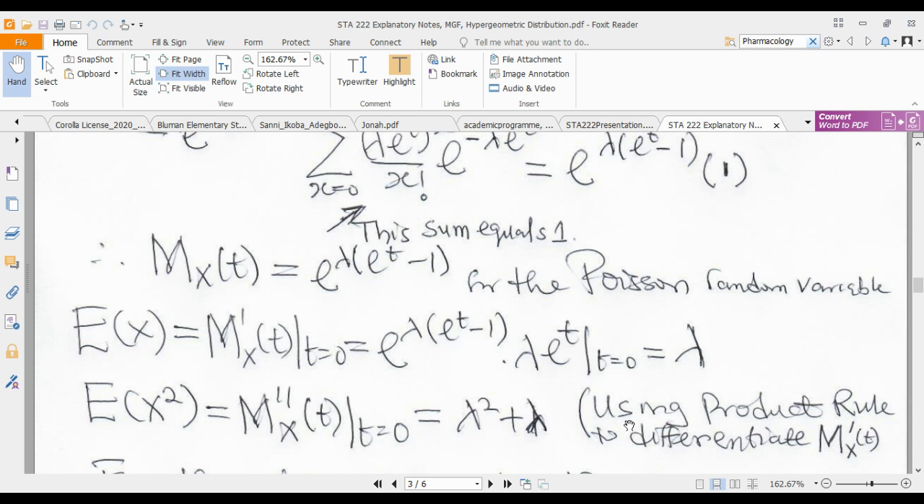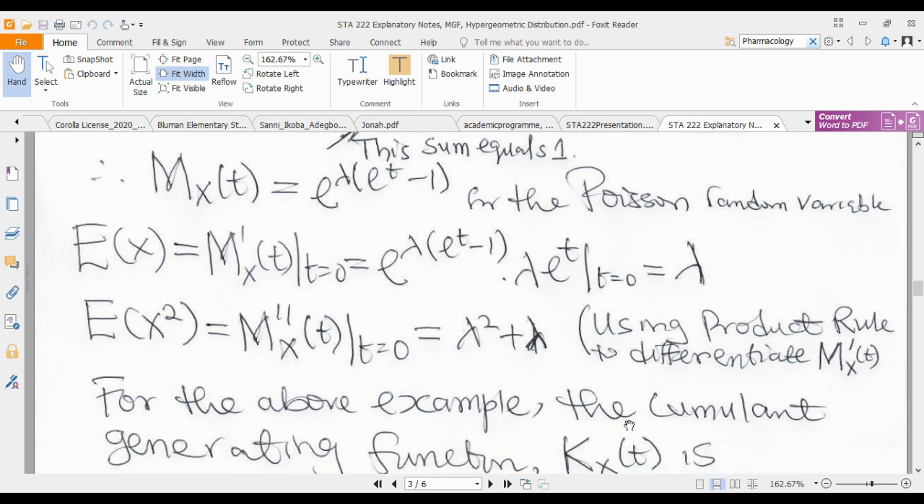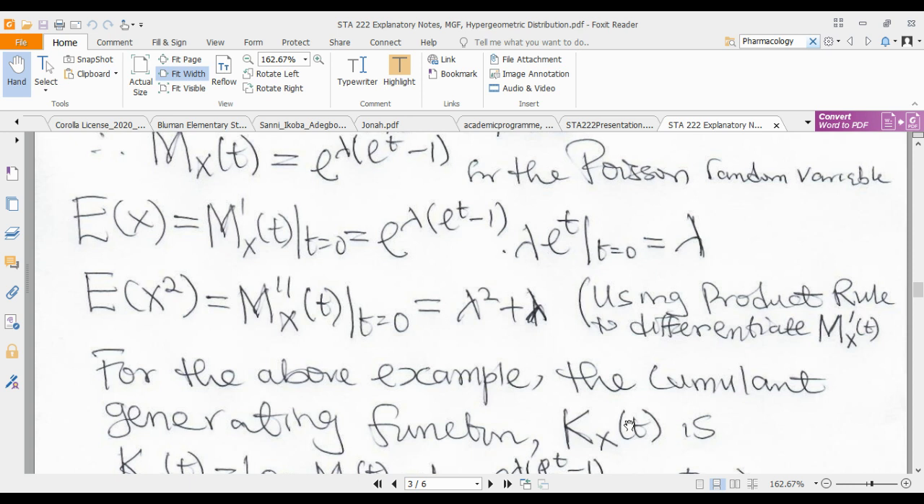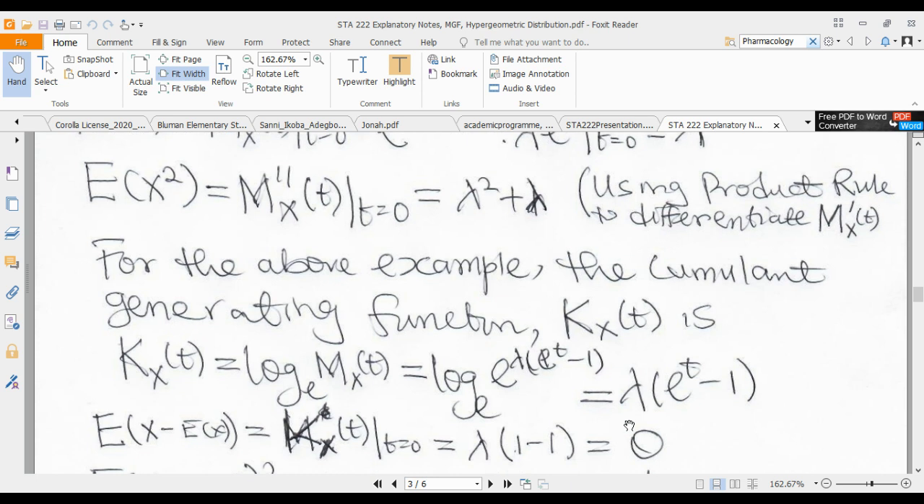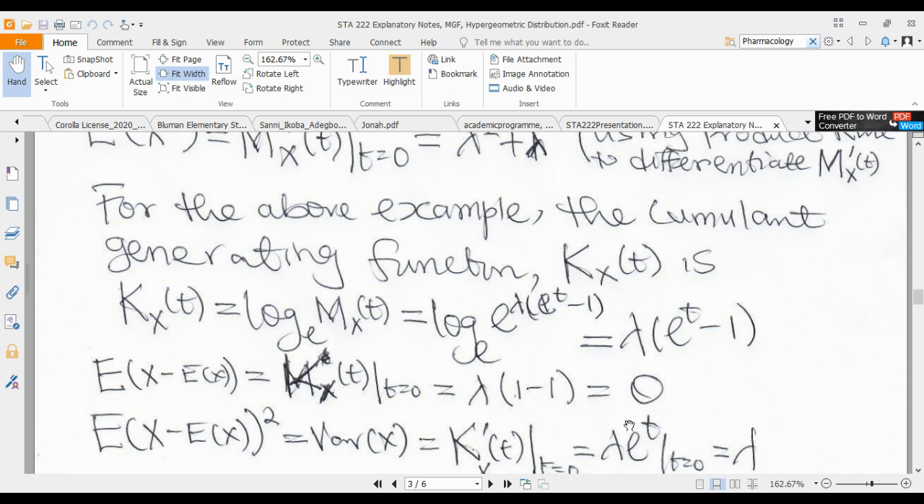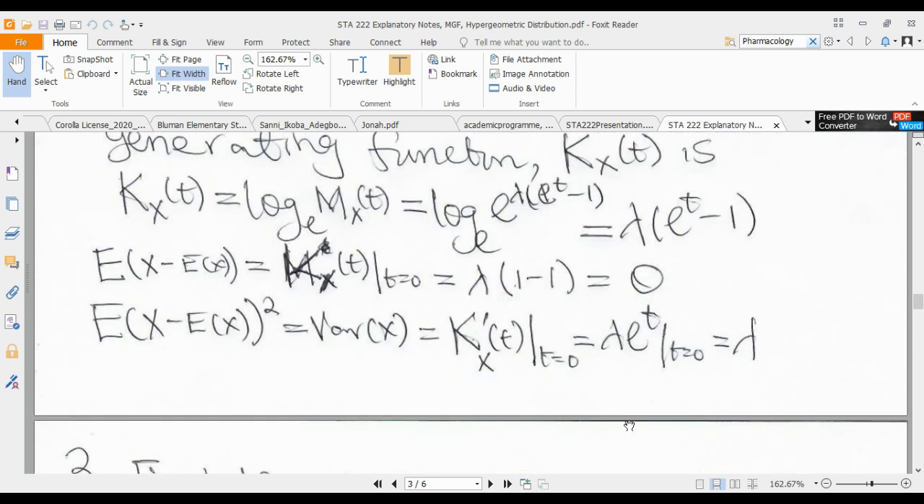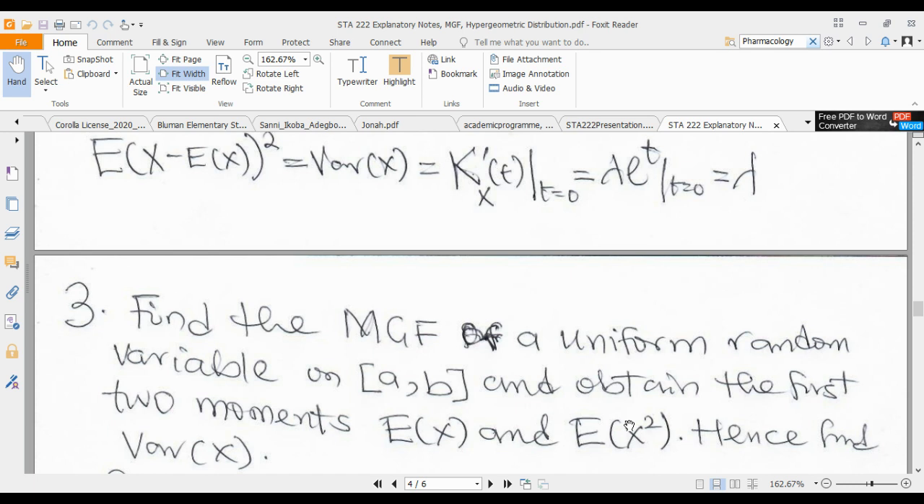With that, you will be able to differentiate the MGF for the first and the second time to obtain the first and second moments when you evaluate at t equal to 0. From there, you will also be able to obtain the variance. The first moment, expected value of x, is equal to lambda. The second raw moment is equal to lambda squared plus lambda. And the variance of the Poisson distribution is equal to lambda as well. The mean and the variance of the Poisson distribution are the same. For the above example, the cumulant generating function for the Poisson distribution, K(0) is equal to 0, and K prime of 0, which is the mean, is equal to lambda, as shown in the previous discussion.